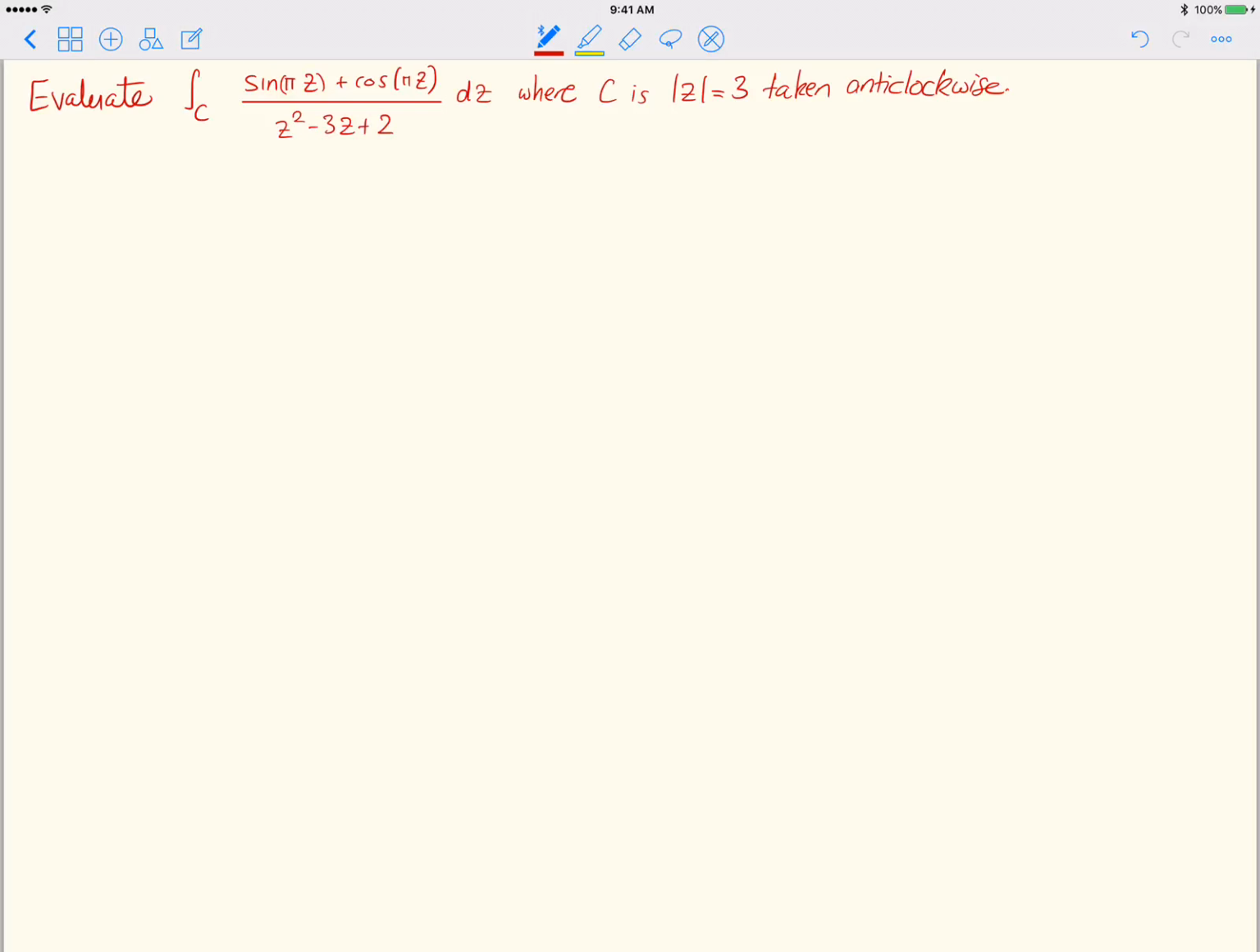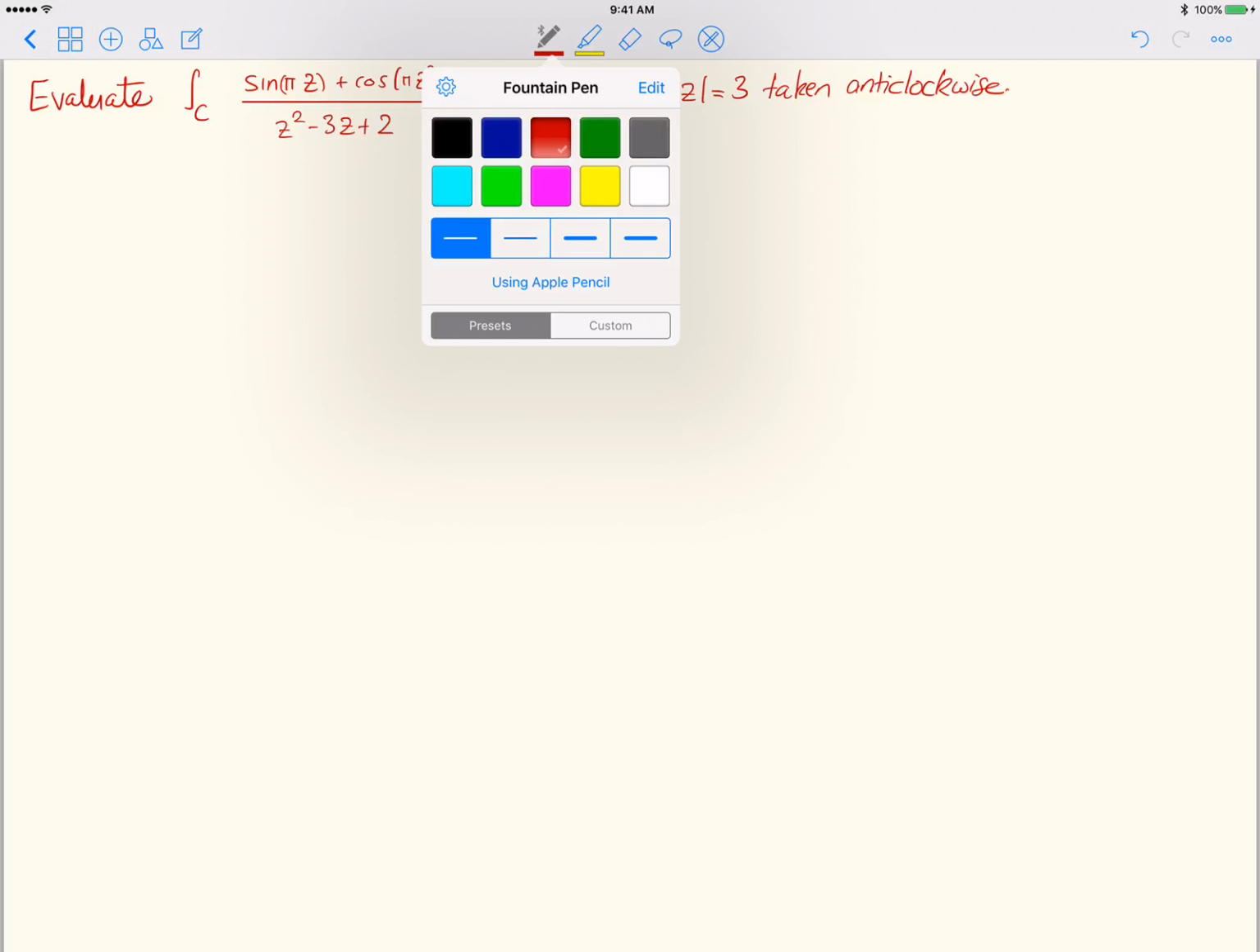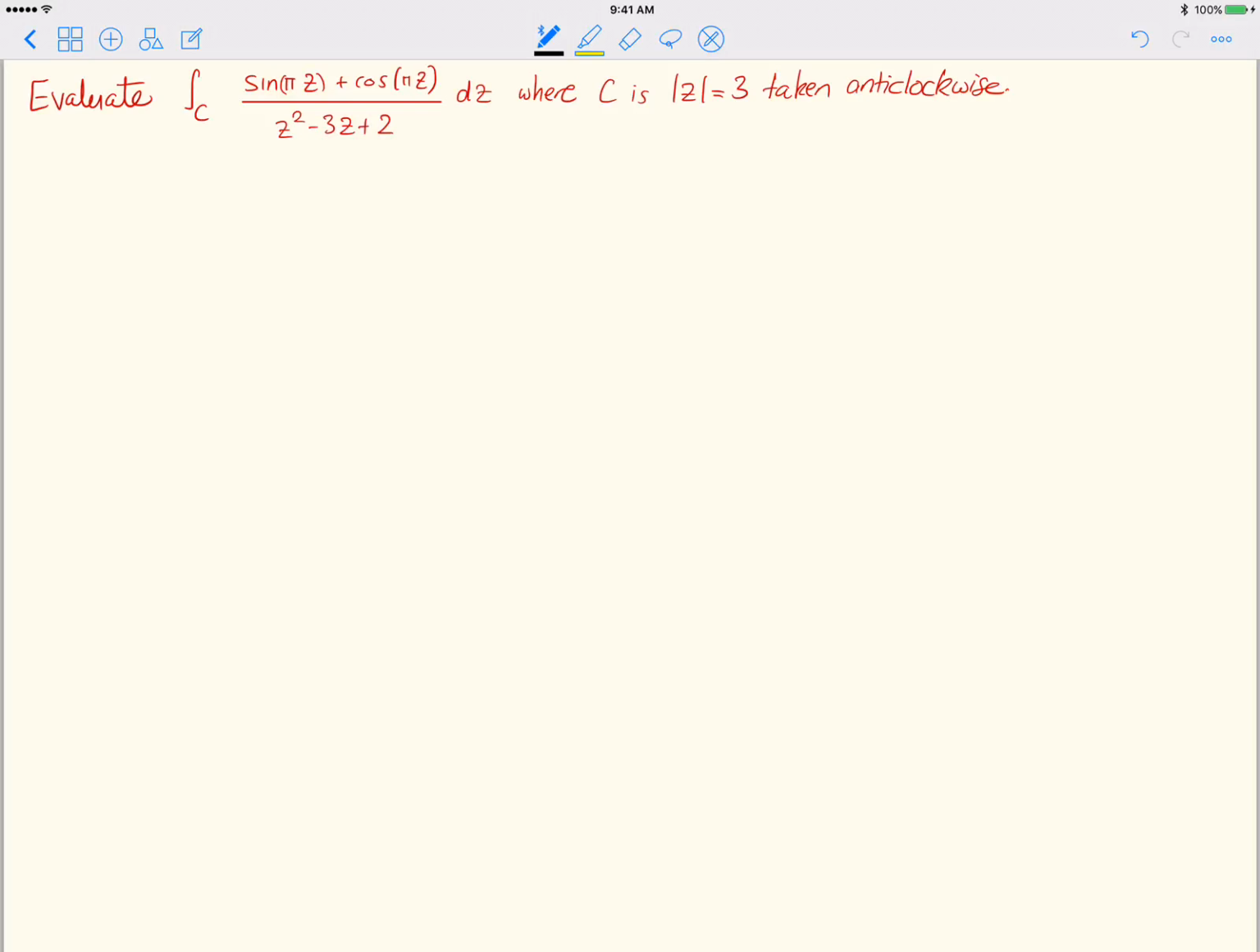Okay. Now, what is the trick with this question? The trick with this question is to firstly factorize the denominator and then use partial fractions. By doing partial fractions, you're going to split the integral into two separate integrals, and then you can use Cauchy's integral formula on each integral. So I'll show you what I mean.